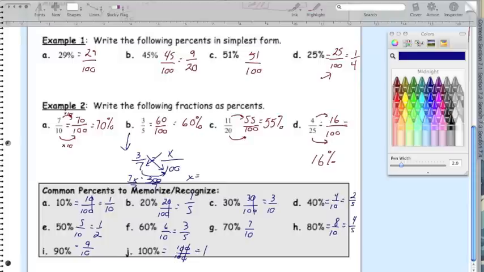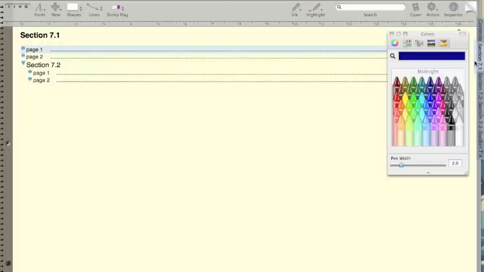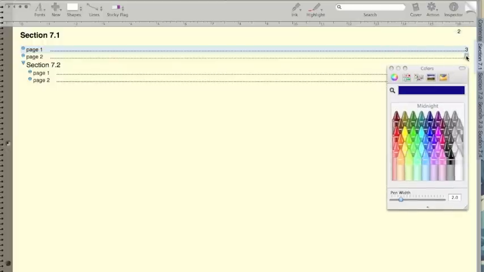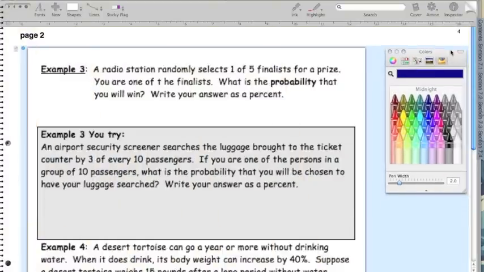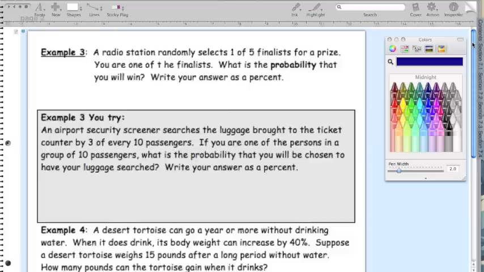Okay, so those are some common ones that would benefit you to have memorized, because you'll see them a lot, and that way you don't have to do the changing over. Okay, a few more problems.